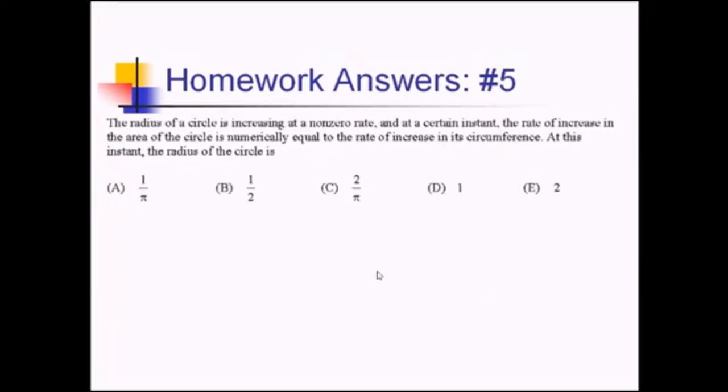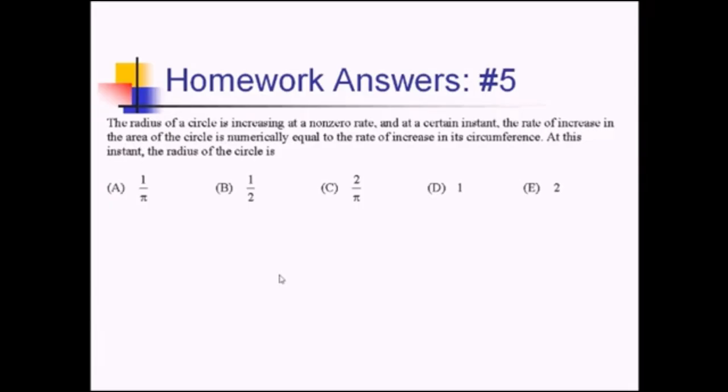Number 5 is an interesting problem. We have the radius of a circle increasing at a non-zero rate, and at a certain instant, the rates of increase of its area and circumference are going to be numerically equal to each other. We want to know what the radius of the circle is at this instant where those two rates of change happen to be the same. So this is clearly a related rates problem. You have all these different rates of change going on at once.